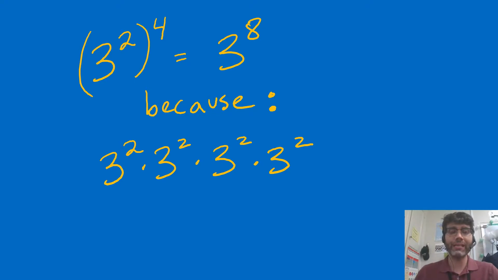So what it's saying here is we want to multiply 3 squared times itself 4 times. So that's 3 squared times 3 squared times 3 squared times 3 squared. That's really hard to say fast, but that's what's happening, all right? Now we know through our product of powers rule that when we are multiplying like bases, in this case they're all threes, you add the exponents. So we add 2 plus 2 plus 2 plus 2, and that equals 8.